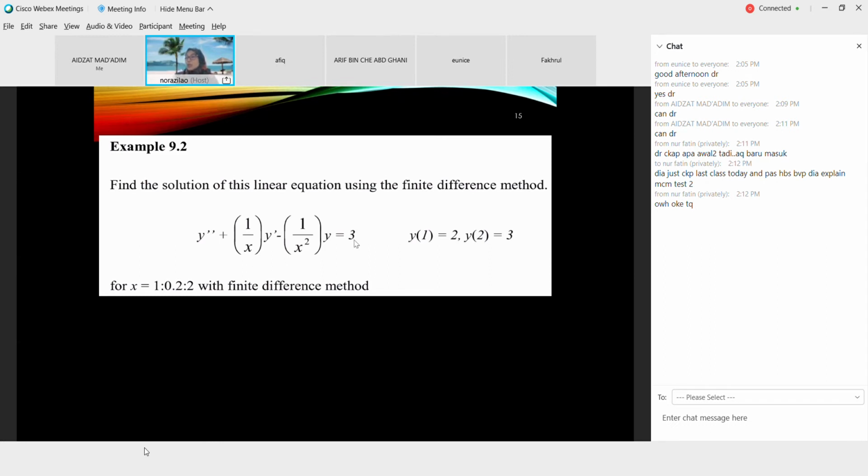Okay, so how can we do this example? I directly jump to how we can solve it using finite difference, because this boundary value problem is easy to implement the solution for.